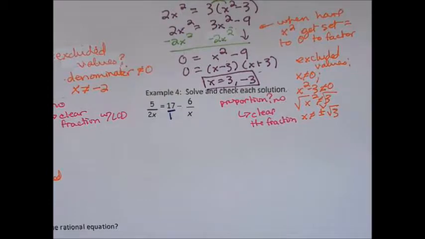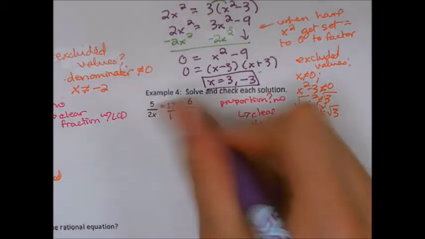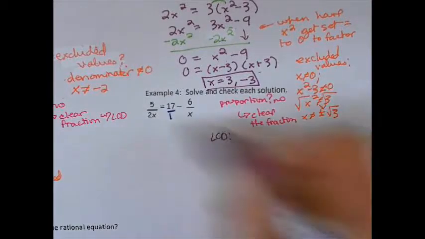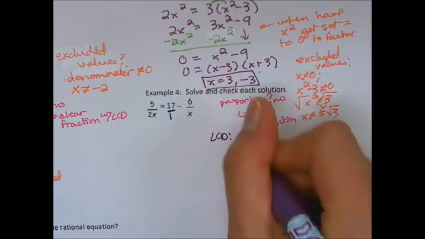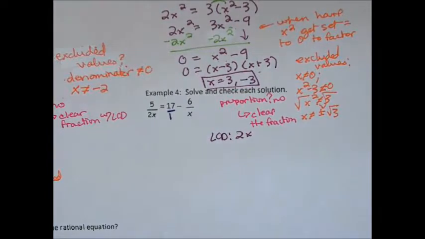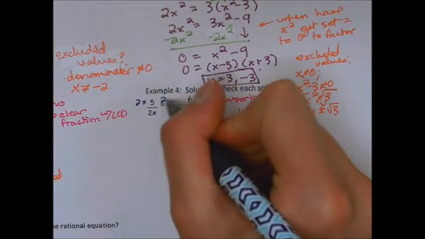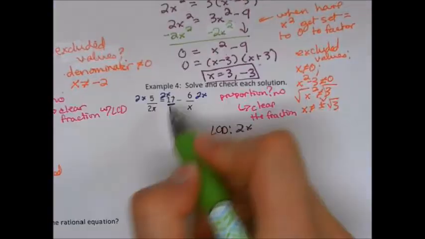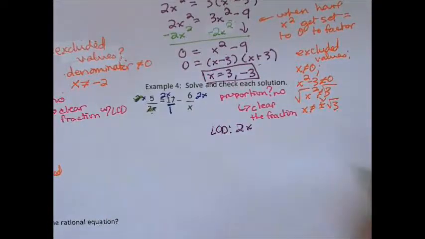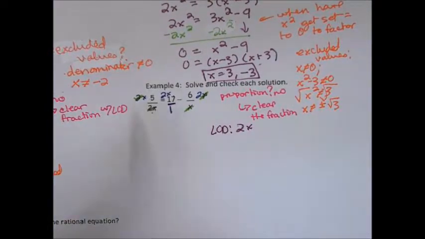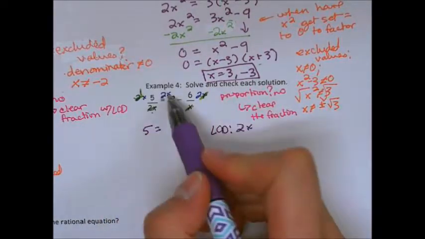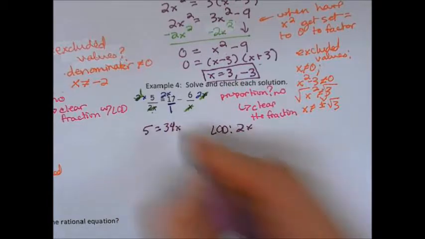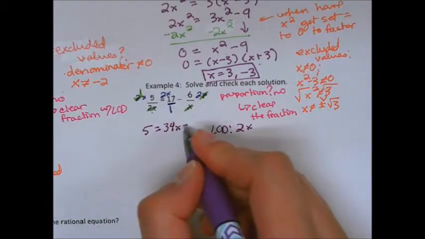Now that you've had time to work on example 3, example 4, let's find our least common denominator. My denominators are 2x, 1, and x, so my LCD is 2x. I'm going to times everything by 2x, even the 17. 2x and 2x, that clears. x and x. So I get 5 times, remember, if that all goes away, this is a 1. So 5 times 1 is 5. 2x times 17 is 34x. 6 times 2 is minus 12.